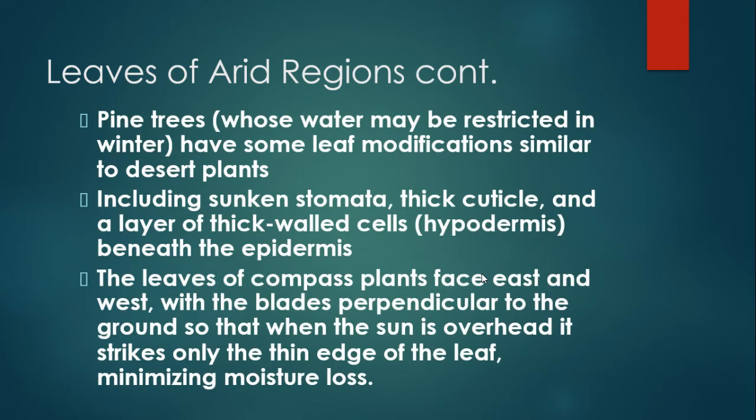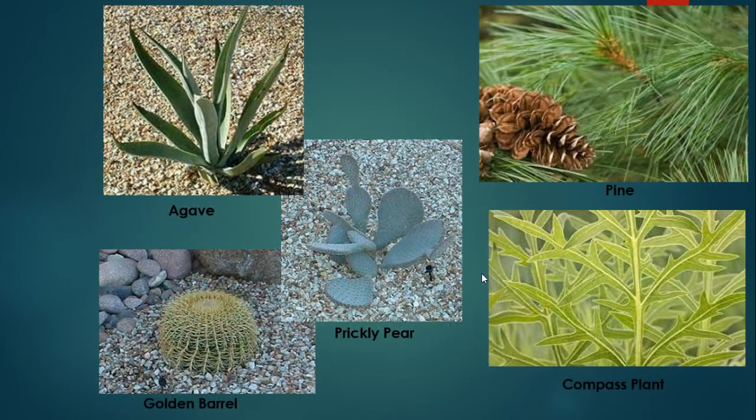Pine trees, or those whose water may be restricted in the winter, have some leaf modifications similar to those of desert plants. This includes sunken stomata with a thick cuticle. That thicker cuticle is supposed to keep water in. And they have a layer of thick-walled cells called the hypodermis right beneath the epidermis. The leaves of compass plants face east and west with the blades perpendicular to the ground so that when the sun is overhead, it strikes only the thin edge of the leaf, minimizing moisture loss.